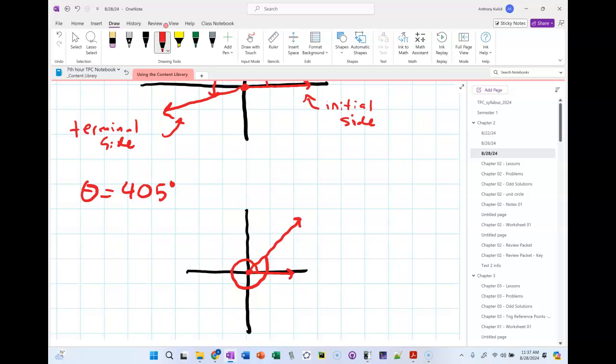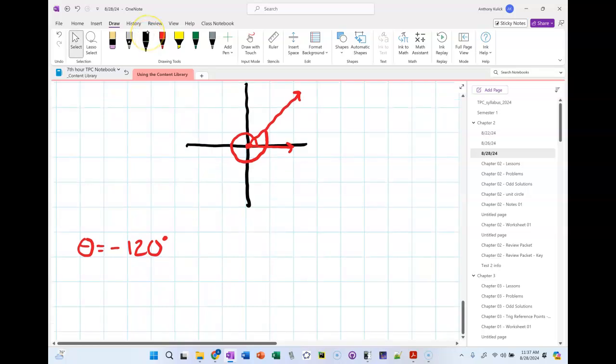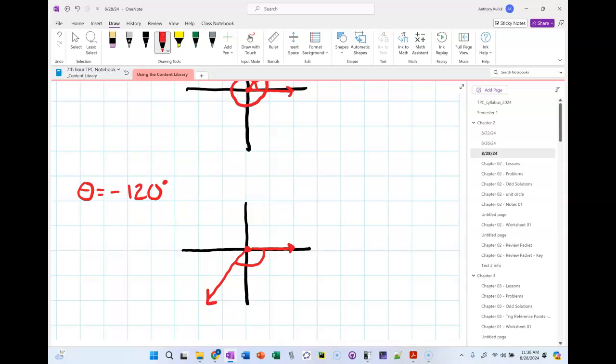All right, but Mr. Kulik, you told me I was going to be able to do negative angles also. How the heck am I going to do that? Yes, we're just going to spin it the other way. So if I have negative 120, we'll draw our XY axis. We have our initial side, and then we're going to rotate clockwise for negatives. So 90, and then like 30 more. What do you guys think? Not too bad, right? Pretty simple so far.